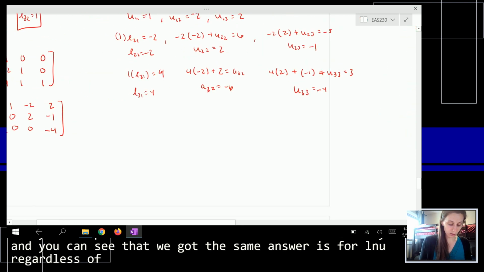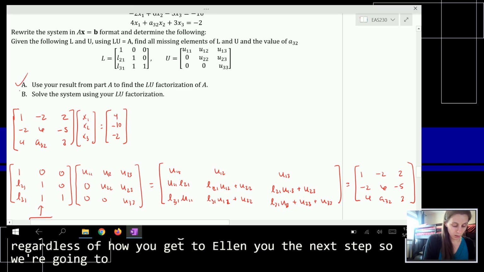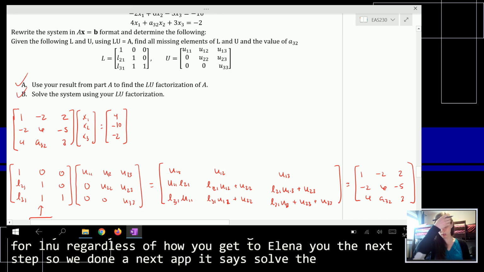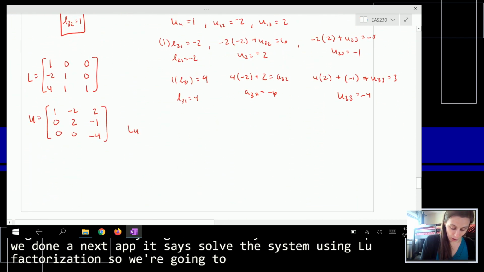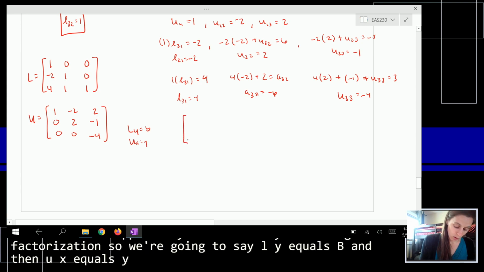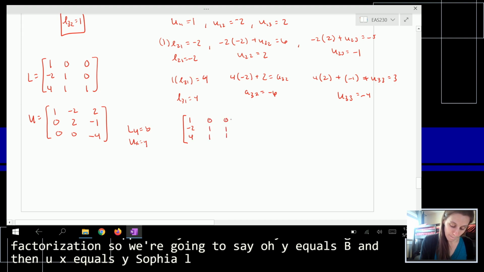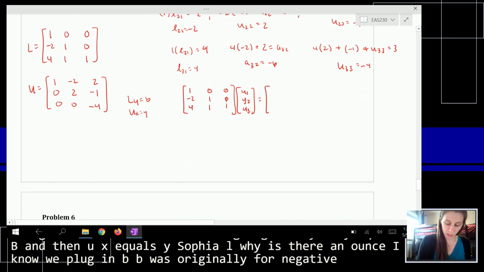Regardless of how you get to L and U, the next step, so we've done A, woohoo. The next step, it says solve the system using LU factorization. So we're gonna say Ly equals B, and then Ux equals y. So if we get L, y is our unknowns, and then we plug in B. B was originally 4, -10, -2.